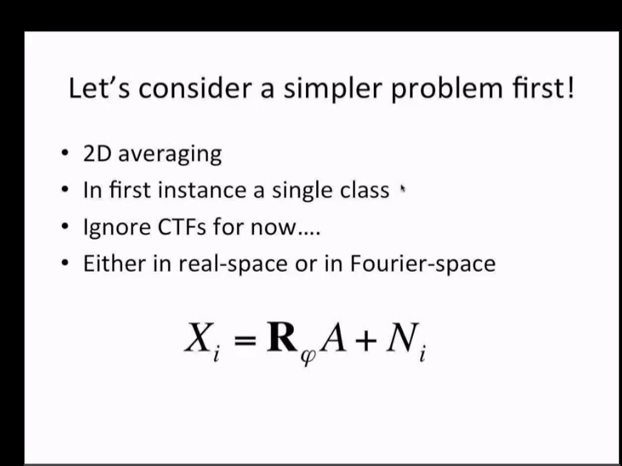To illustrate the incomplete data problem, I'd prefer to use a simpler problem first, and that's two-dimensional averaging of a single class of projection images. So imagine you have a very strong preferred orientation. You only get top views of your molecule. There's no CTFs for now, and then we just need to align all those top views and average them together. So in this case, you have a two-dimensional image A, which is rotated in many different instances, and noise is added, and you get many different experimental images.